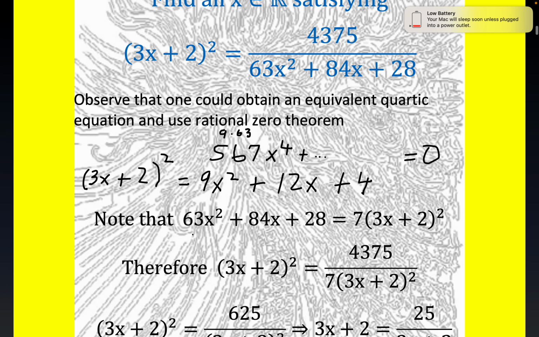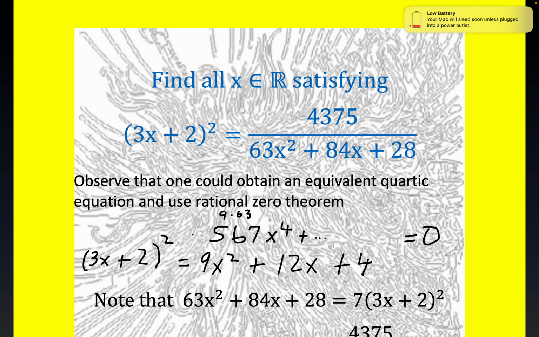Let me write that down up here for you if you want. So the solutions would be x equal minus 7/3 and x equals 1. And again, much easier than trying to solve the corresponding quartic.